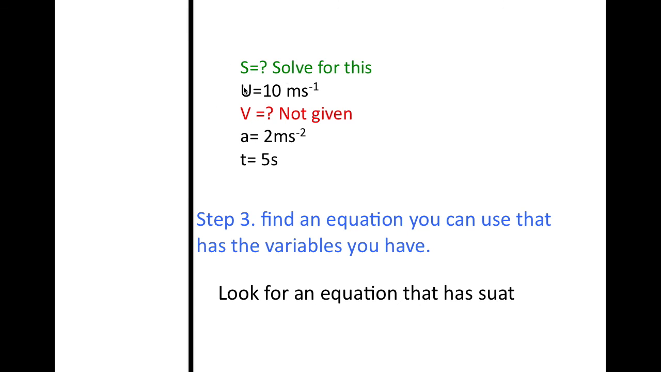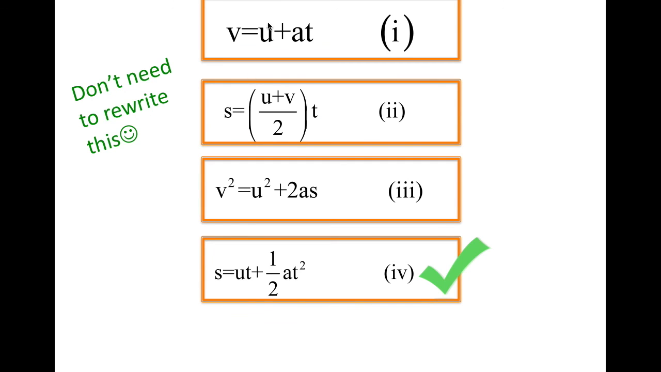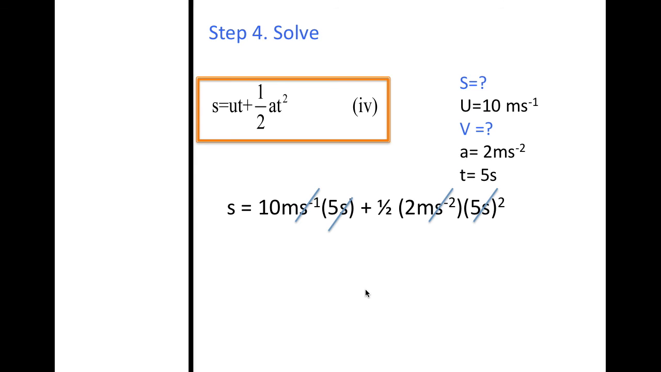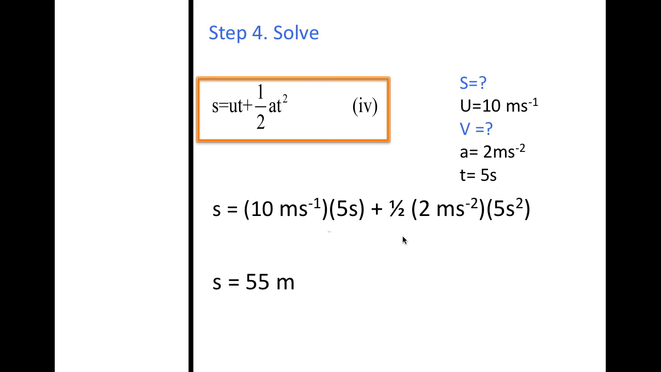We do want to solve for this, so you do need to have one variable that you want to solve for. So let's take a look at the equations, and we can see that the one item that has all of the variables that we want is this last one. So let's go ahead and use that. And when we solve, we should get an answer of, after everything else cancels out, a total of 55 meters.